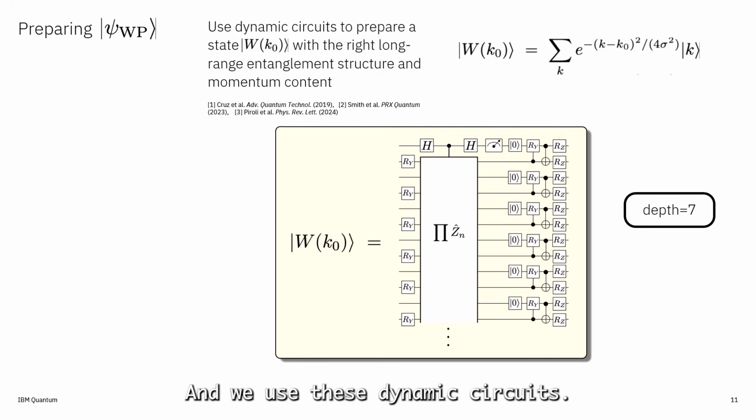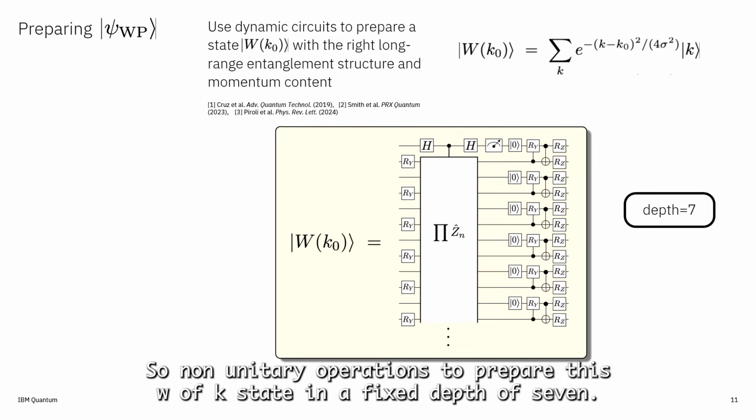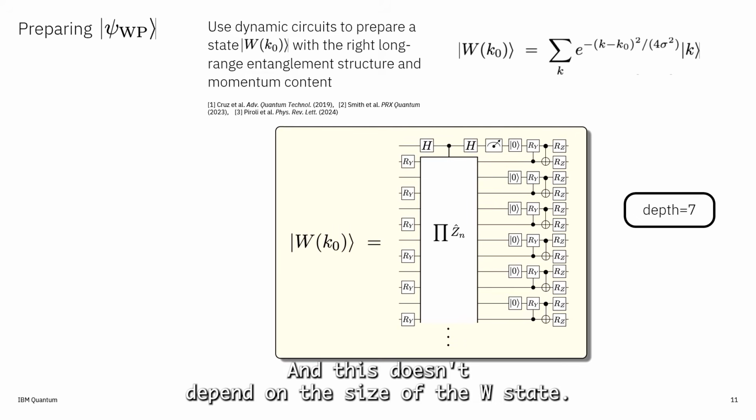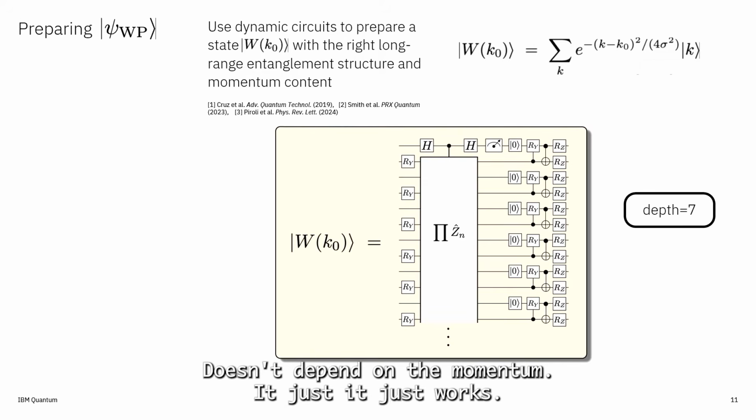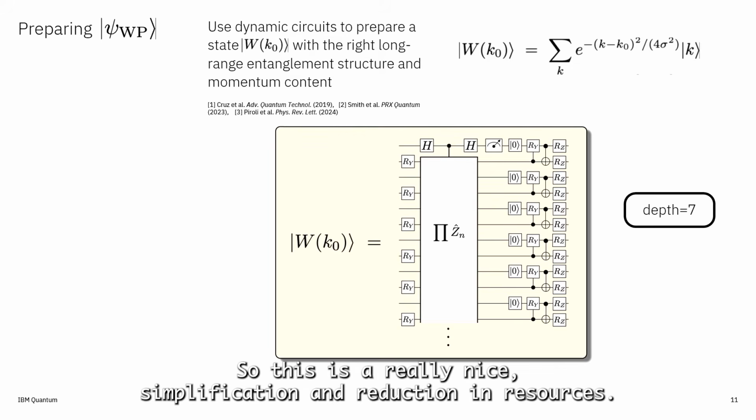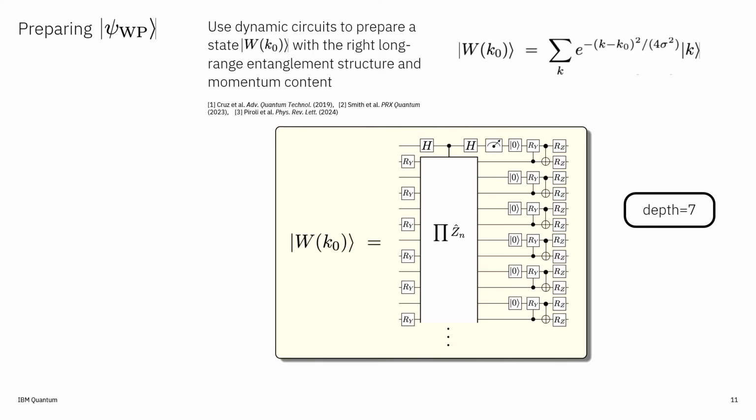And we use these dynamic circuits, so non-unitary operations, to prepare this W of k state in a fixed depth of 7. And this doesn't depend on the size of the W state. It doesn't depend on the kind of coefficients that you choose. It doesn't depend on the momentum. It just works. So this is a really nice simplification and reduction in resources.